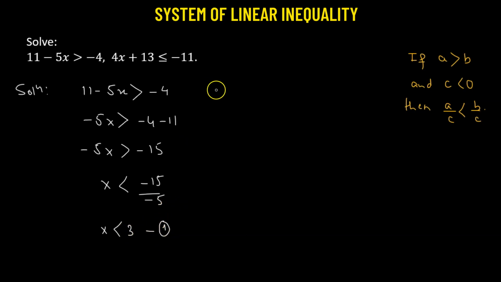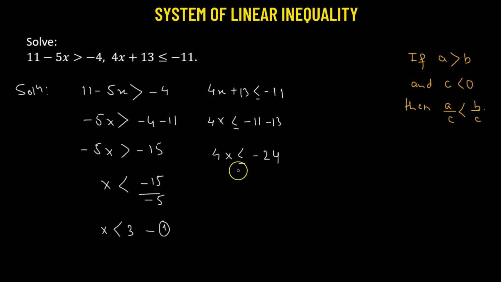Then we go to the second inequality. We have 4x plus 13, so this is less than or equal to negative 11. So 4x, we'll transpose 13 to the right hand side. So this will give us negative 11 minus 13. So we have 4x less than or equal to negative 24.